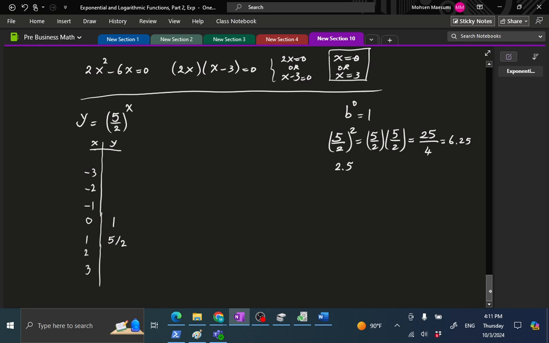Or from the beginning, you could have divided 5 by 2 and then squared that. At the end, you get the same answer. So 6.25 or 25 over 4.